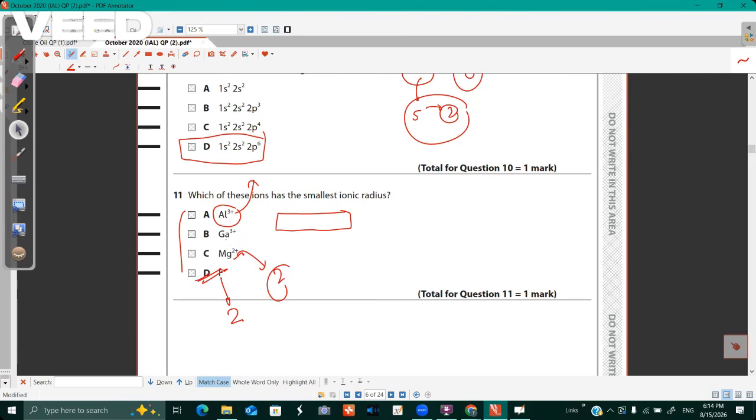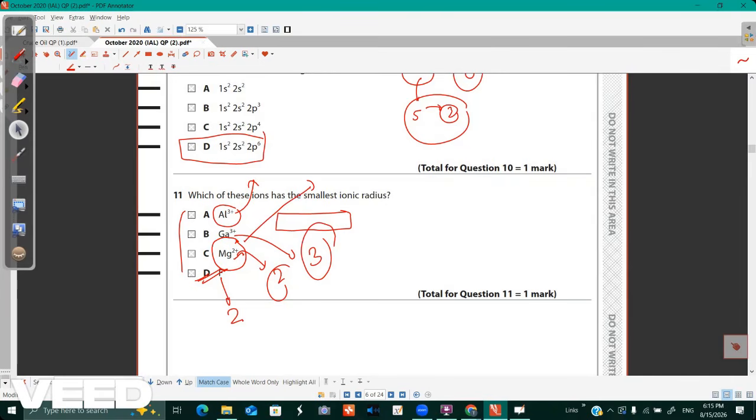Now let's compare magnesium with gallium. Beryllium, barium, gallium, thallium. Where do you have gallium? Gallium is in the third group. Gallium also has three shells. So now between magnesium and gallium, it is magnesium that is smaller, right? Two shells only.